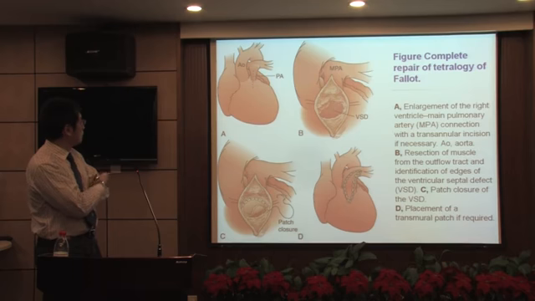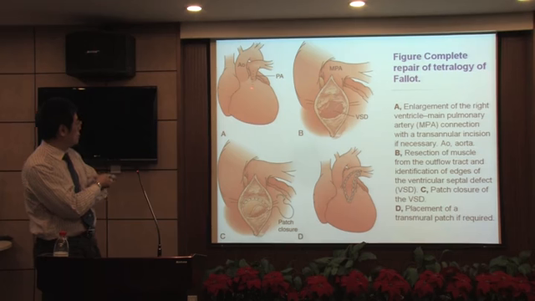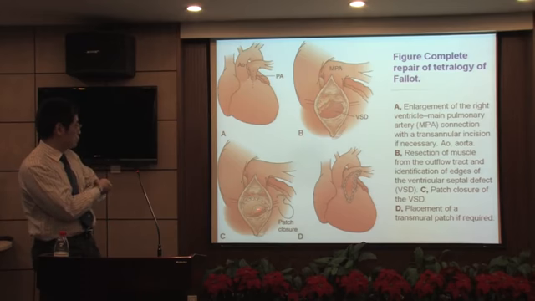First, you can see the enlargement of the right ventricle to the main pulmonary artery connection with a transannular incision if necessary. Here we can see the resection of the muscle from the outflow tract and identification of the edge of the ventricular septal defect. And here we can see the patch closure of the VSD. It's a very large VSD here. And here we can see the placement of a transmural patch of the outflow tract of the right ventricle.